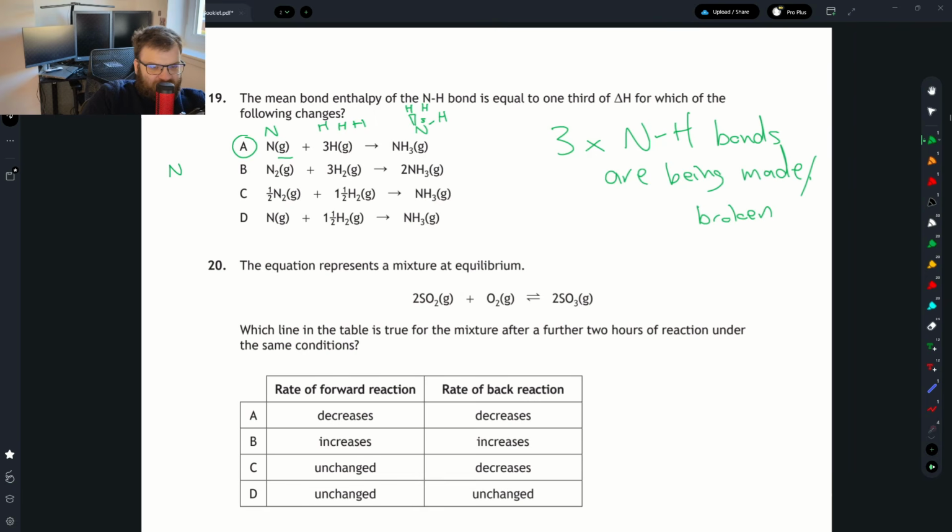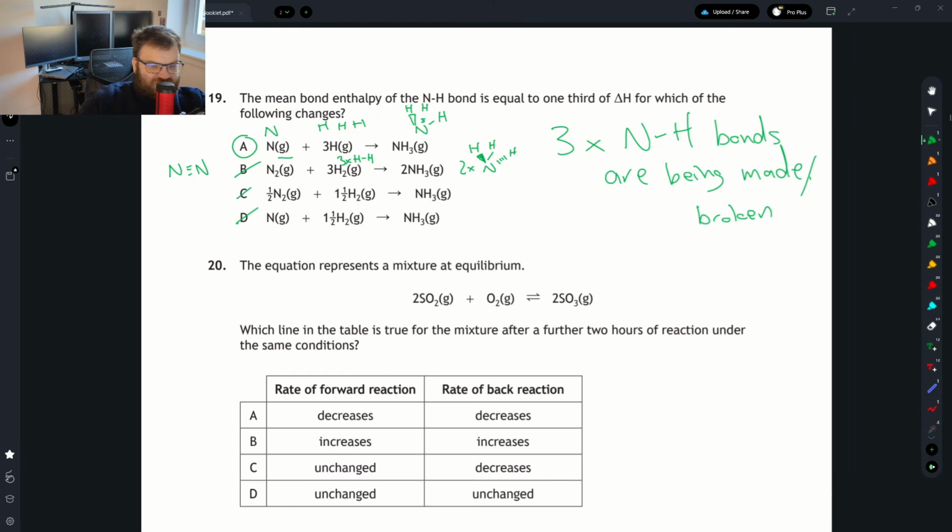Or B, we're starting off with nitrogen, which is triple bonded to itself, and we've got 3 hydrogens which are bonded to themselves. We're making 2 ammonias, which means we're going to be making 6 nitrogen to hydrogen bonds. There's a lot more going on than just having 3 of the bonds being made. Rolling that one out. Here, half N2, 1.5 H2. Again, you need to separate out these things before then joining them together. So there's more changes than just joining 3 N's and H's. And last one, we need to separate that first before we can join together.